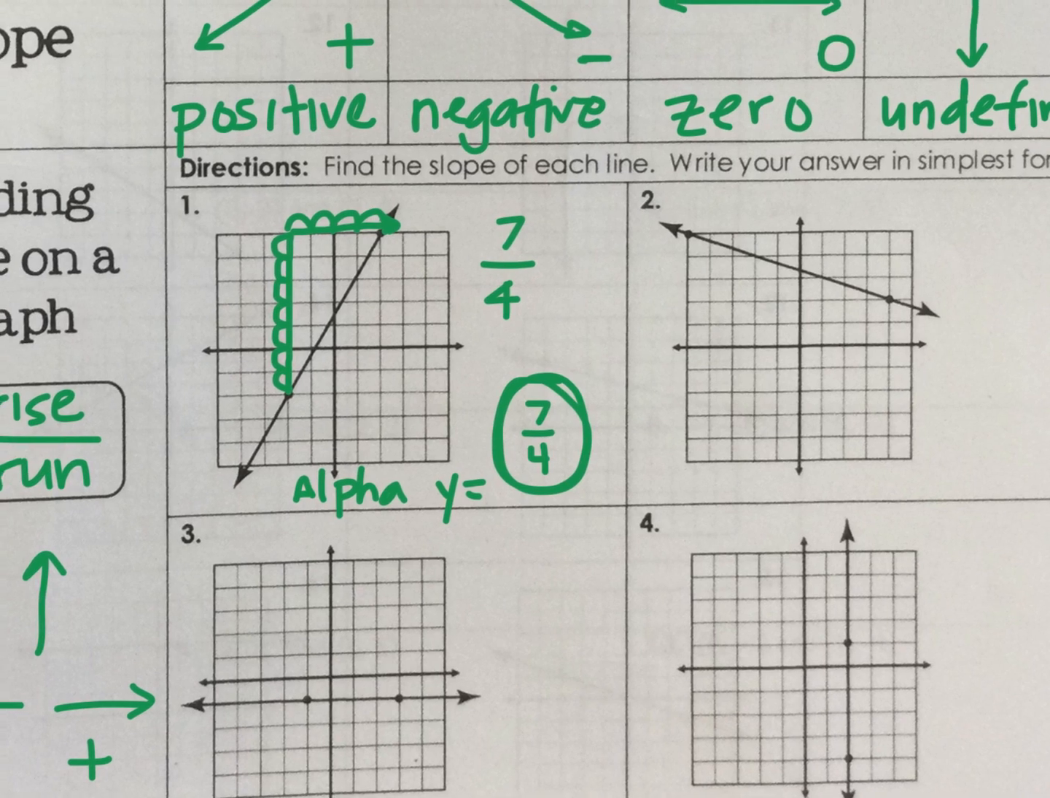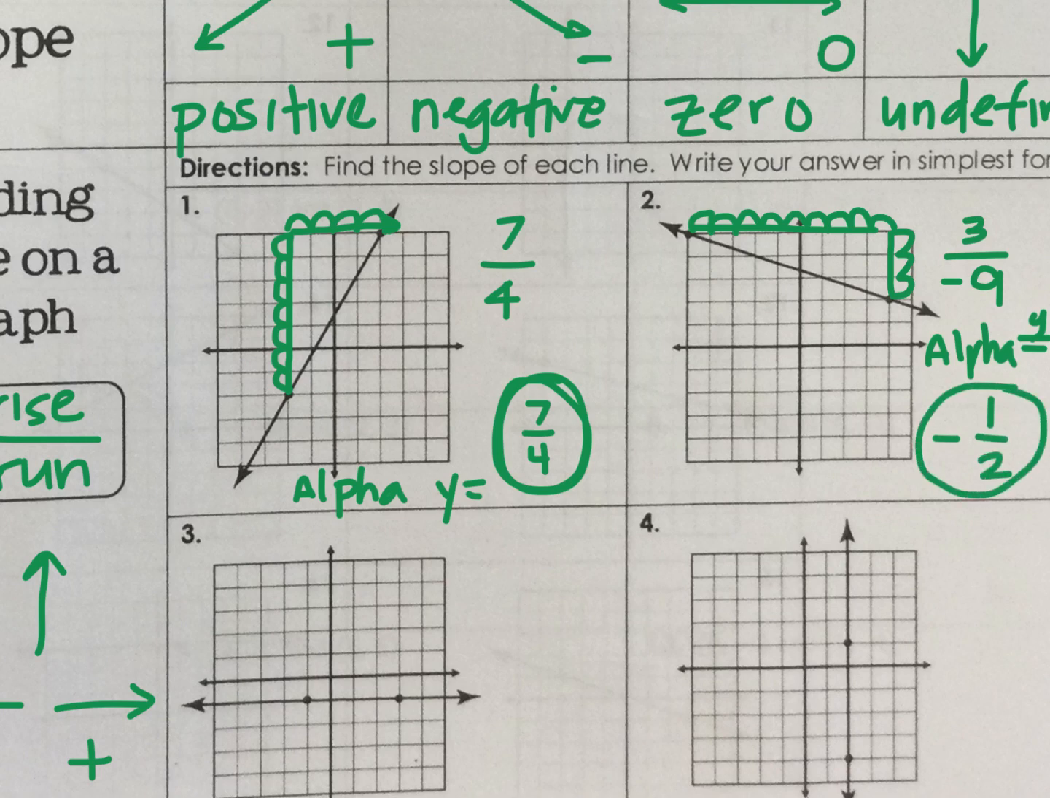Let's rise and run on this one. I go from one point to the next. So my rise, 1, 2, 3. 3. And I'm running to the left. So it's going to be negative. 1, 2, 3, 4, 5, 6, 7, 8, 9. 3 over negative 9. Type that in your calculator with alpha y equals, and it will change it and it will say negative 1/3. That is the slope you want to use in your calculator.